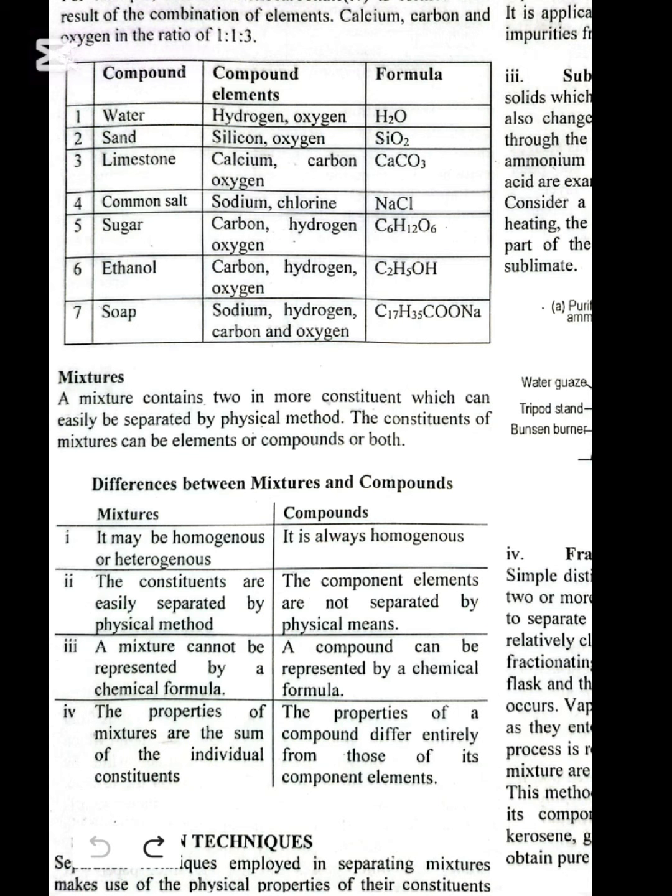Number 3, a mixture cannot be represented by a chemical formula. Yes, water is a compound. You can represent it as H2O. But mixture, how can you represent it? You cannot use a chemical formula to represent it. So number 4, the properties of a mixture are the sum of the individual constituents. Yes, if you take your garri and water, garri will still be garri, water will still be water. They still maintain their composition and constituents individually. But when you are talking about compound, it will now form a new single constituent.